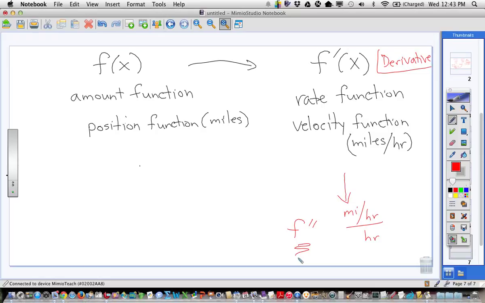Acceleration. If you think of a sudden change in acceleration, right? You can see why maybe they would call it jerk, right?